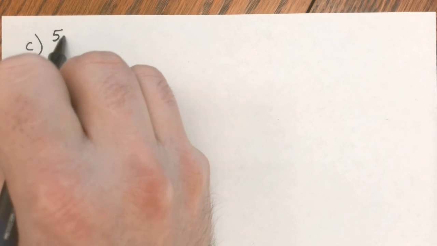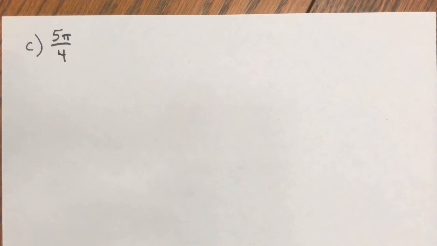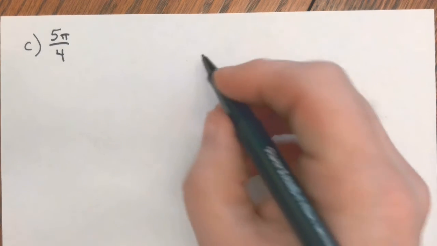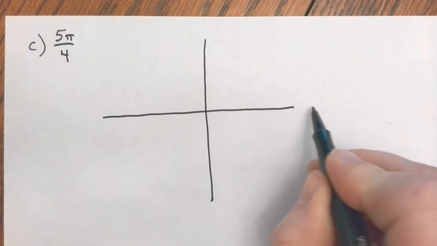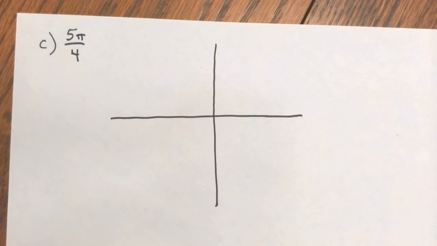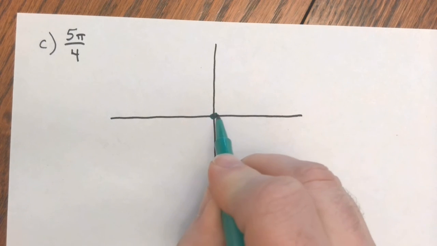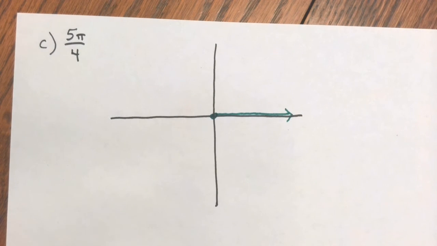Sometimes as you do these problems, instead of degree measure, you're going to be asked to do them in radian measure. So for this last example, we'll do one in radians. Let's do 5 pi over 4. In order to graph this, you either need to know where 5 pi over 4 is, or you may want to convert it into degree measure. That would also work. So I'm going to put my initial side on the positive x-axis. This angle is positive, so I'm going around counterclockwise. I just need to know how far 5 pi over 4 is.